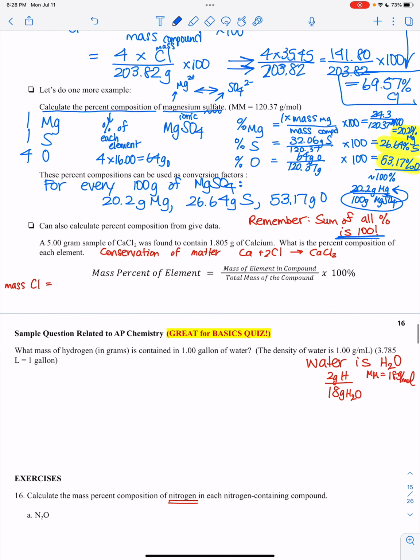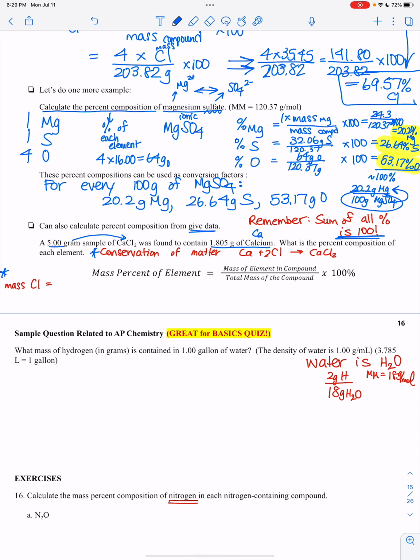You can also calculate percent composition from given data, right? If I give you data, don't forget that the sum of all the percentages equals 100%. And then don't forget from our very beginning in our chapter 1 and chapter 2 lectures, conservation of matter. A 5-gram sample of calcium chloride, that 5 grams has calcium and chlorine in it. It contains 1.805 grams of calcium, Ca. Well, if I have a 5-gram sample and 1.805 grams is calcium, the difference is going to have to be chlorine. What is the percent composition of each element?